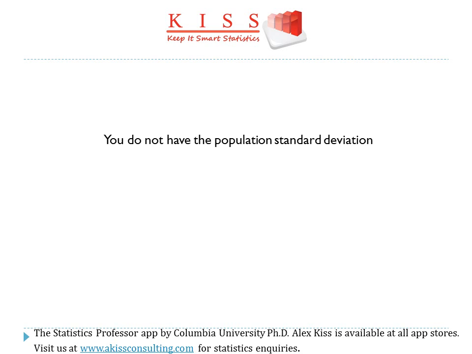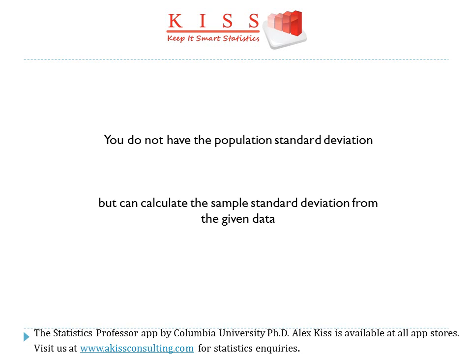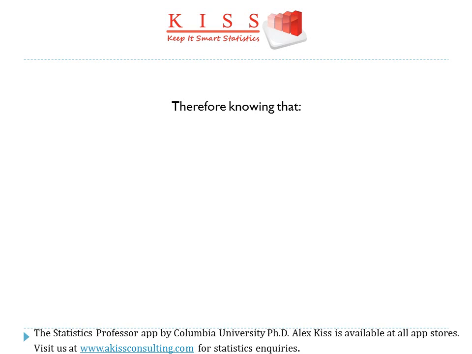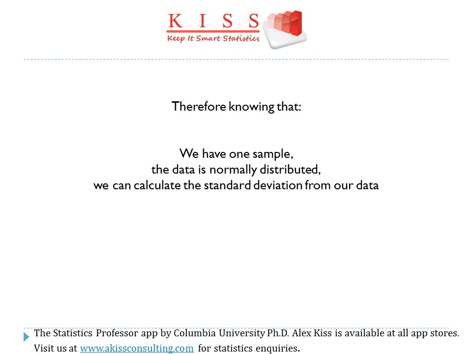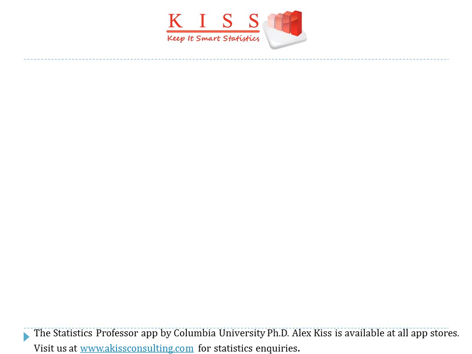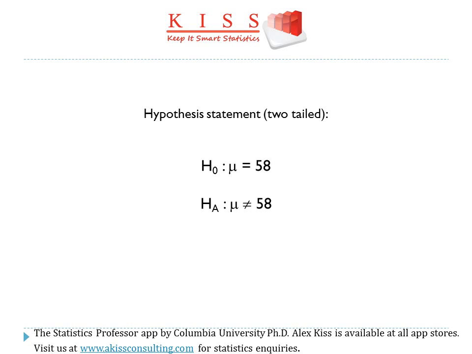We do not have the population standard deviation, but we can calculate the sample standard deviation from the data that was given. Therefore, we know that we have one sample, the data is normally distributed, and we can calculate the sample standard deviation from our data. We are led to the choice of the one-sample t-test. Hypothesis statement is going to be H0, the null hypothesis, which is the mean mu equals 58, compared to HA, the alternate hypothesis, the mean not equal to 58.